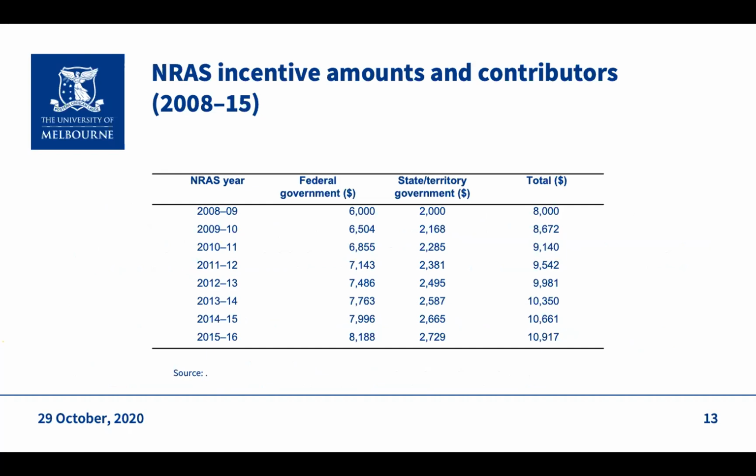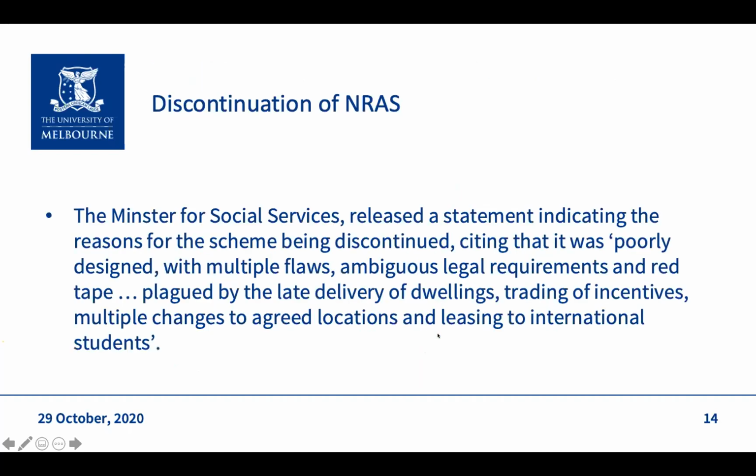So this is the kind of subsidy or contribution that was offered on a yearly basis per dwelling unit. In 2015-16, the total amount of subsidy was $10,000 per dwelling unit, of which about 75% came from the federal government and 25% came from the state government. This was indexed, so it kept on moving in that direction. So in 2014, the scheme was discontinued.